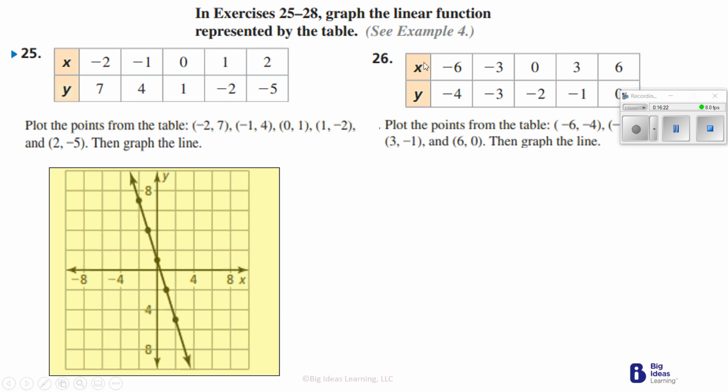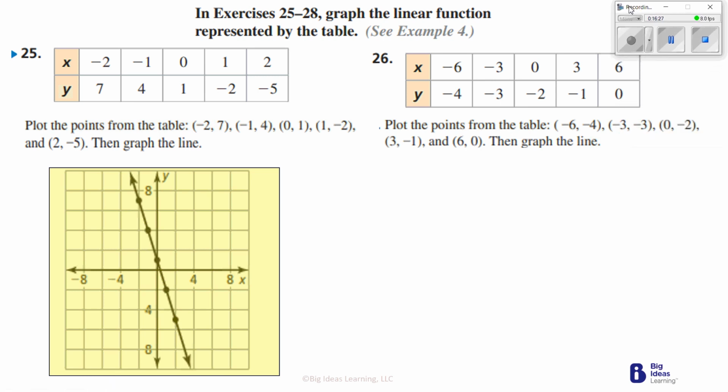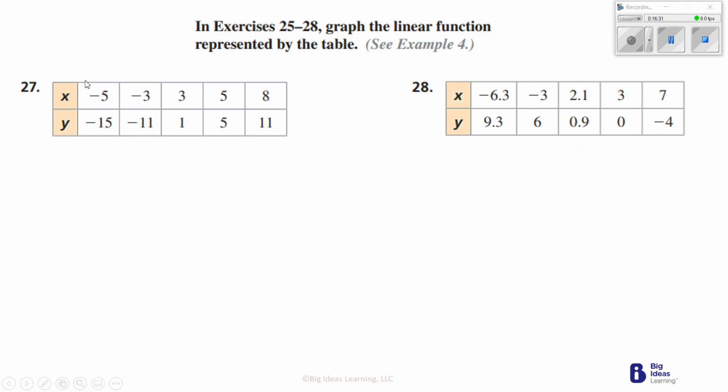All right, number 26 is for you to do. Number 27, graph the linear function represented by the table.